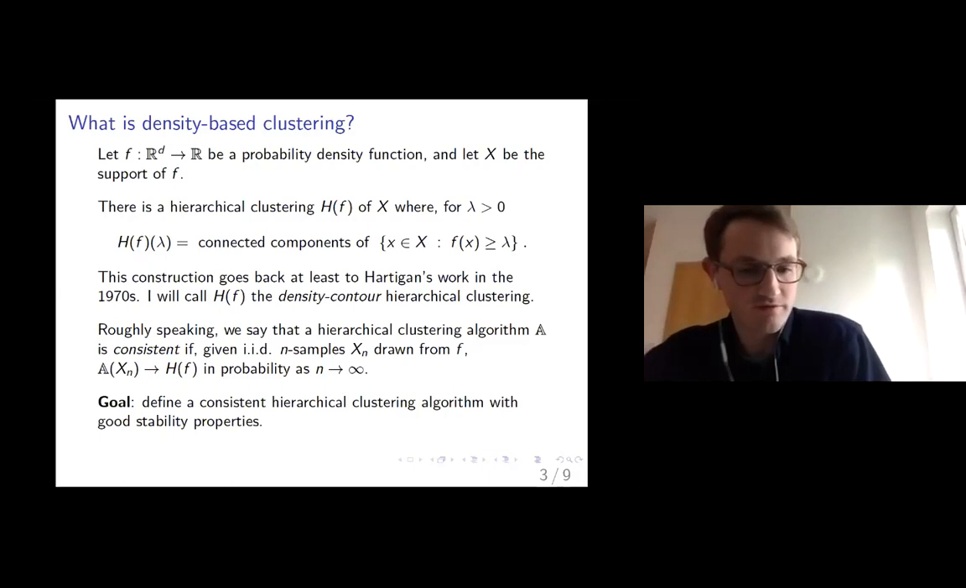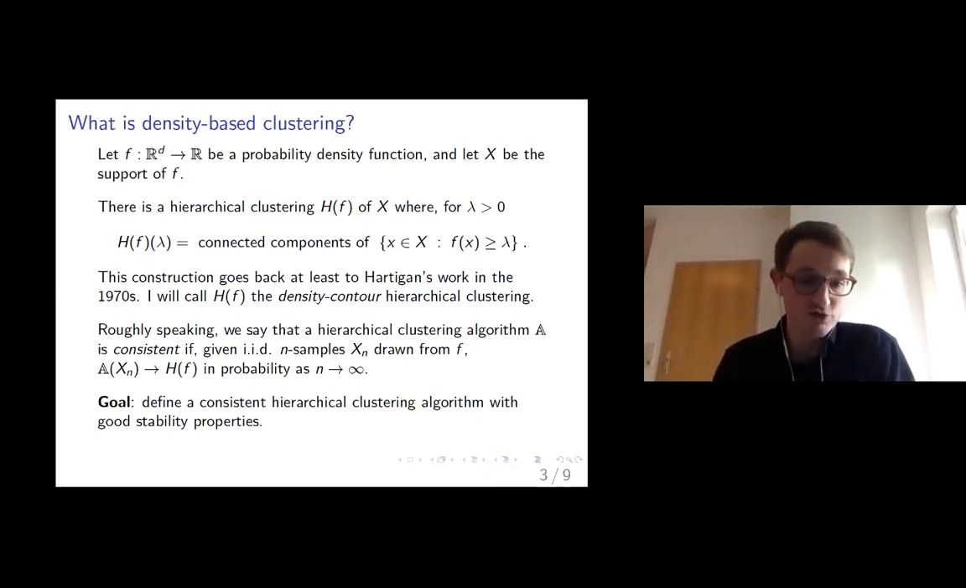So now the goal of this project is to define a consistent hierarchical clustering algorithm with good stability properties. What I mean by that is I want my hierarchical clustering algorithm to satisfy a stability theorem that is deterministic and that does not depend on the input being a sample from some particular kind of distribution. This whole setting of density-based clustering is a nice way to set up the clustering problem, but I want my stability theorem to hold even outside of this setting.